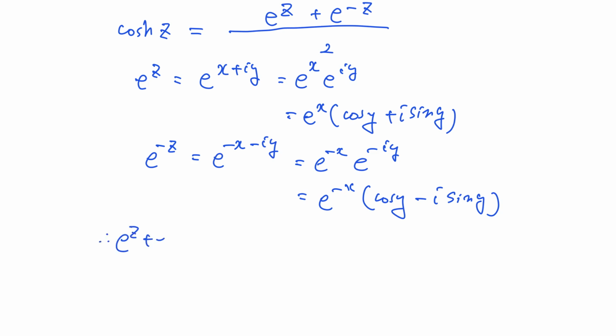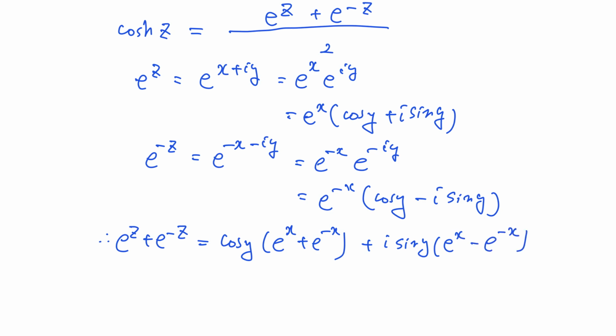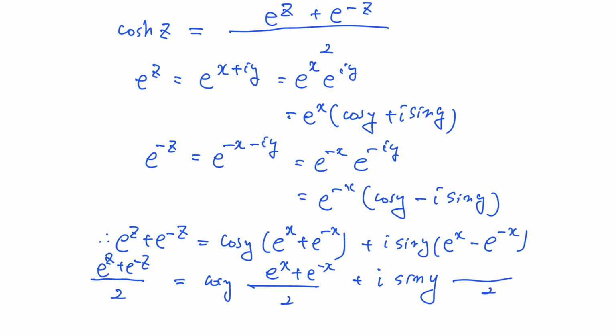So e to the z plus e to the minus z is cosine y times e to the x plus e to the minus x, right? Plus I sine y times e to the x minus e to the minus x. So one half of e to the z plus e to the minus z is cosine y times one half of e to the x plus e to the minus x, plus I sine y times one half of e to the x minus e to the minus x, which is cosine hyperbolic x cosine y plus I sine hyperbolic x sine y.